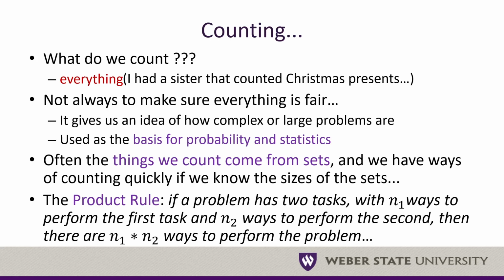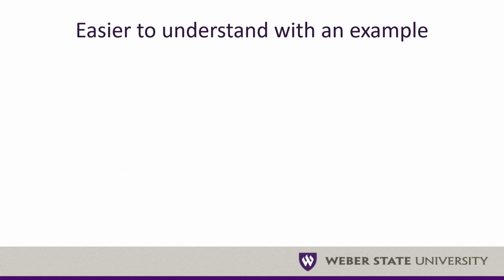But the product rule is one of our first ones. It was on the cover slide here. The product rule, and this is the text definition of it, which is sometimes a little hard to understand. But it basically says if I have two tasks, and N1 ways to perform the first task, and N2 ways to perform the second task, then there are N1 times N2 ways to perform everything. I don't know about you, for me that doesn't make a lot of sense.